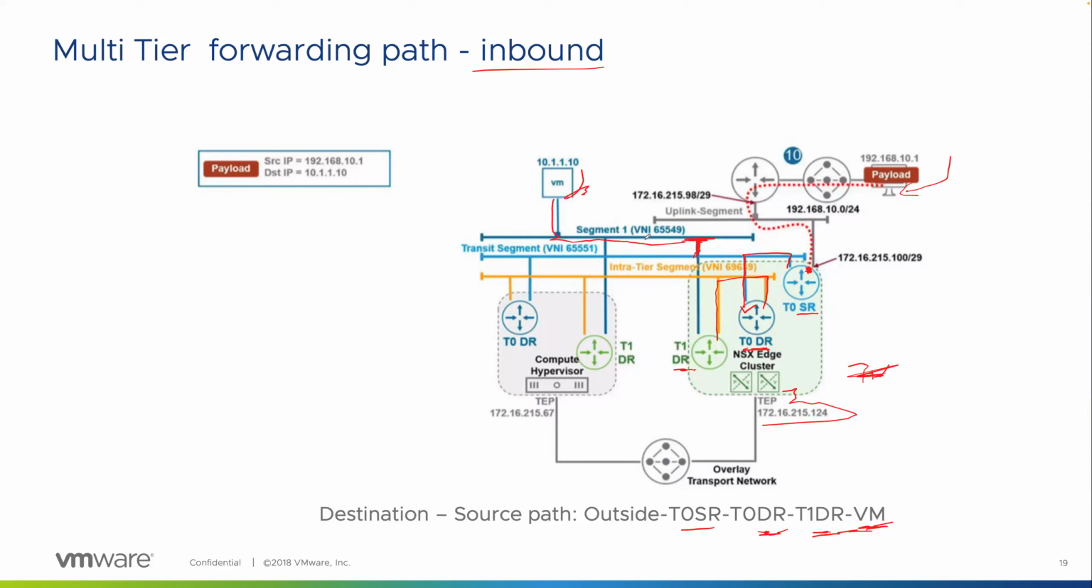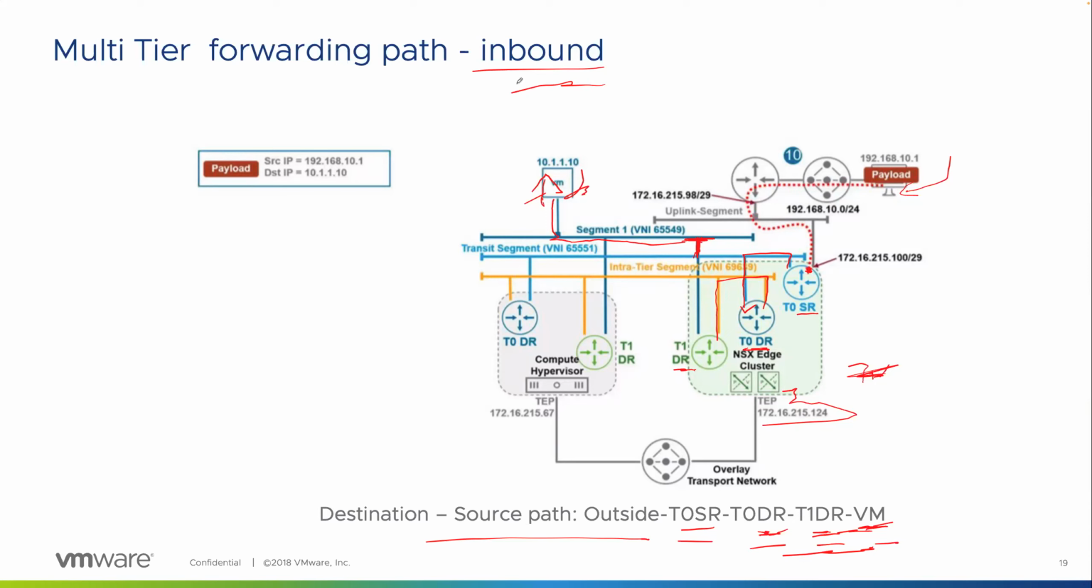But you should notice that this is cross transport node traffic, so for the last step, forwarding, the tunnel encapsulation or Geneve tunnel encapsulation will be used for the final step. Yeah, that's the inbound traffic. The whole path will be outside, T0SR, T0DR, T1DR and VM.